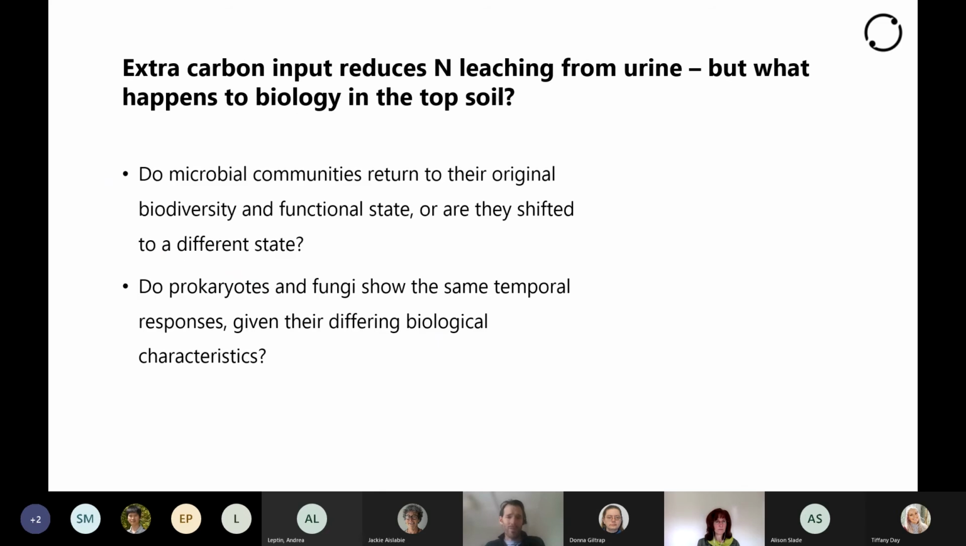However, apart from that, we don't really know what happens to soil biodiversity when urine and carbon is added. In particular, we investigated these two questions. Firstly, do microbial communities in soil return to their original richness and composition over time, or are they shifted into a different state? Secondly, prokaryotes and fungi, which are both major components of soil communities, have contrasting biological characteristics such as differing growth rates. So do they show different responses over time to urine and carbon inputs?